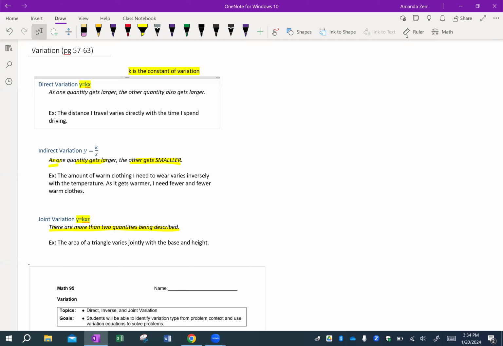The setup for these is an equation that might look like y equals k times x, and there's always going to be some sort of constant of variation. Now, indirect is not as one gets bigger, the other gets bigger. Instead, as one gets larger, the other quantity is actually getting smaller. The setup for these is you're going to be dividing k by your x, or whatever the variable stands for. An example might be the amount of warm clothing I need to wear varies inversely with temperature. As I get warmer, I need fewer and fewer warm clothes.